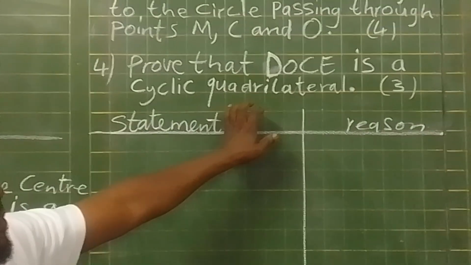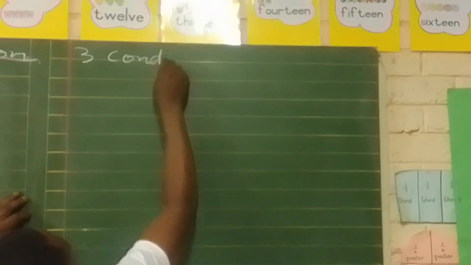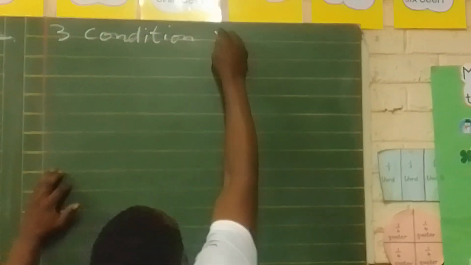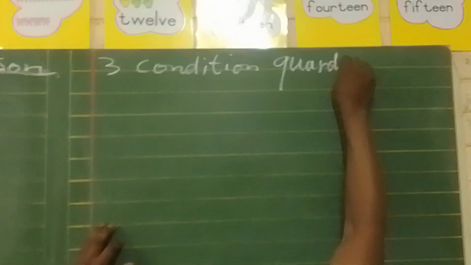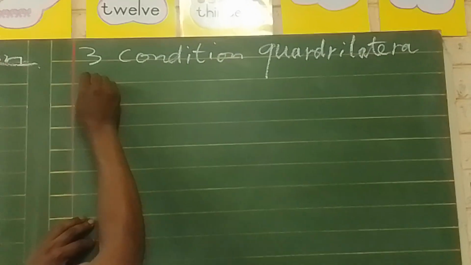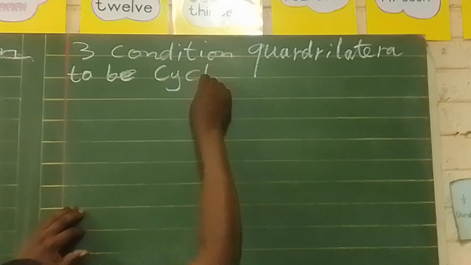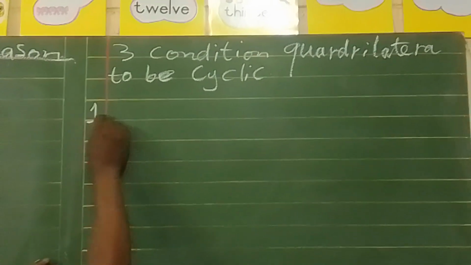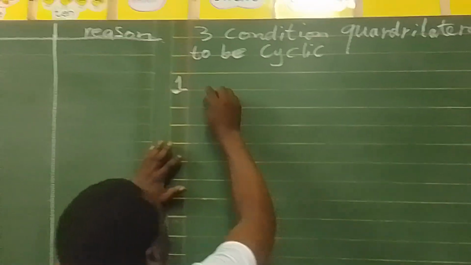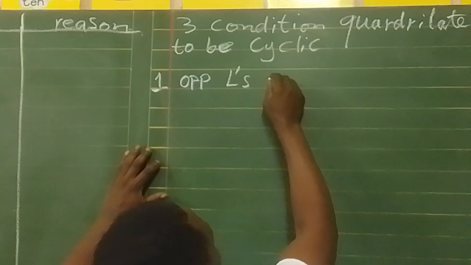Before we can do anything for a cyclic quadrilateral, grade 12 and grade 11 also, you are also included here. There are 3 conditions which qualify for the quad. In order for the quadrilateral to be cyclic, condition 1: remember, you must prove that opposite angles supplement.